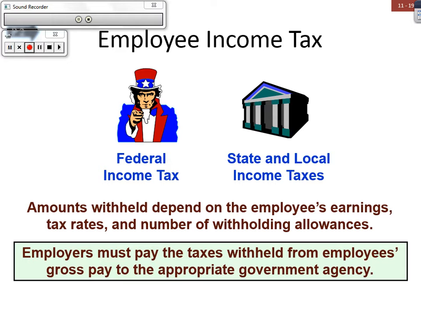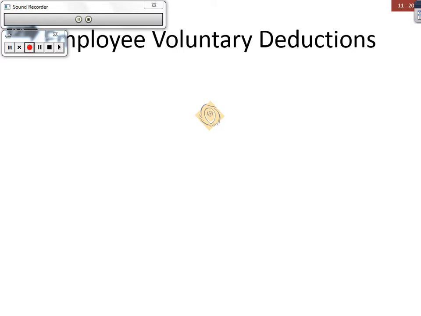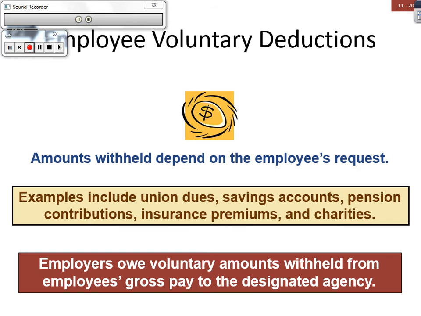Now it says employers must pay the taxes withheld from employees' gross pay to the appropriate government agency. What that means is, just because FICA Social Security and Medicare is matched by the employer, FIT is not. FIT is not matched by the employer, but the employer is required to take FIT out of the employee's check and send it to the Internal Revenue Service. Does that make sense? SIT, same situation. Voluntary deductions, those are things like your retirement, your pension, your vacation, bonuses, insurance, health, whatever it is that you pay extra that is not considered to be a federal regulated tax is considered to be a voluntary deduction.